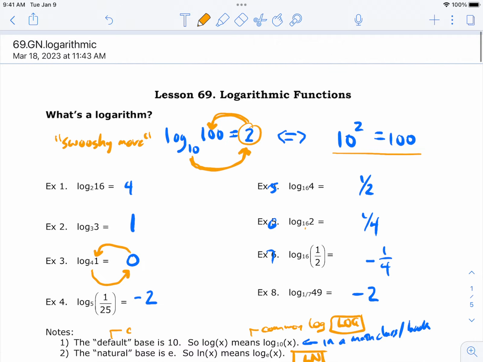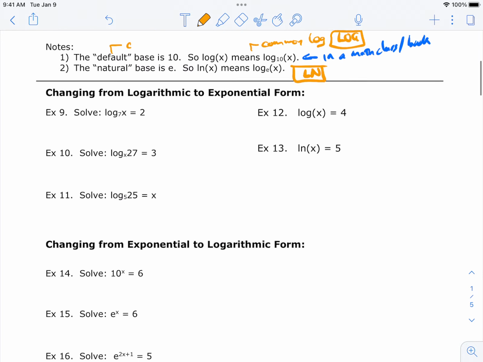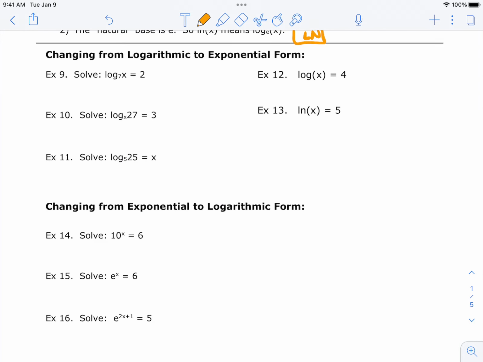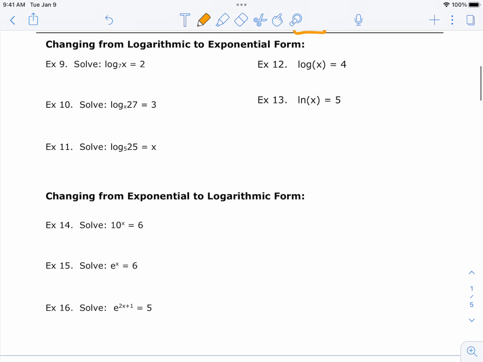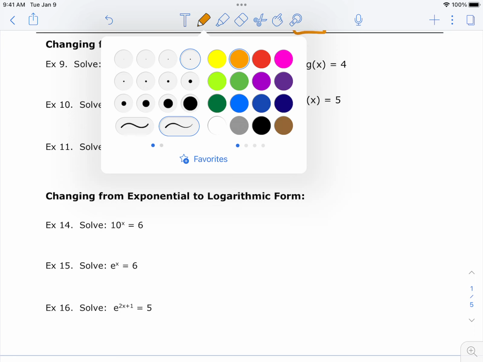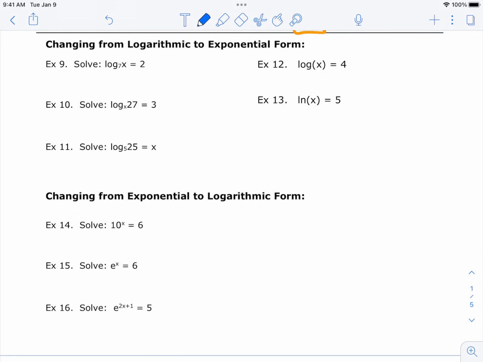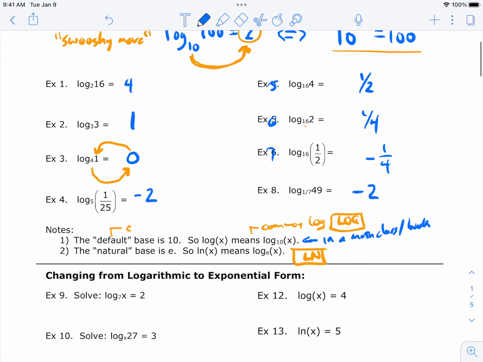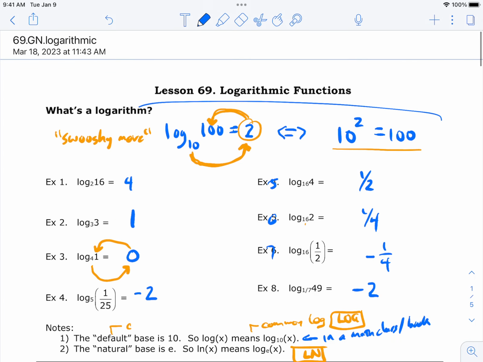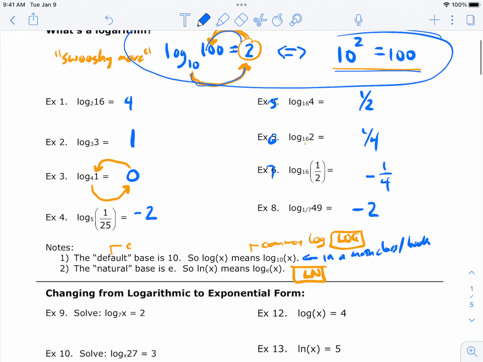Okay, now that we kind of have some idea how to play with logarithms, what we're going to do is go back and forth between logarithmic forms and exponential forms of equations. So let me scroll to the top first. Basically this. So remember the swooshy move idea. This to this power is equal to this. I can write it this way, I can write it this way. Those mean the same thing.